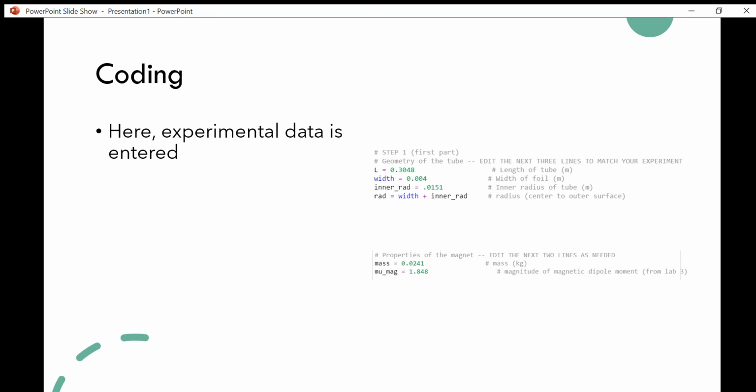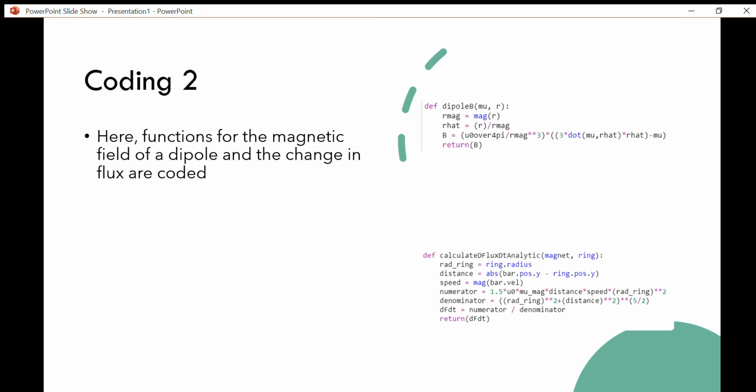And then, so here's my coding. So the first part is just me inputting my experimental constants for my aluminum foil and my bar magnet. And I use the magnetic dipole moment I calculated from lab 3, which is just 1.848. And so my second coding slide, I just have the 2 functions I use to calculate the magnetic field for a bar magnet. And then the second function is just calculating the change in flux with respect to time.